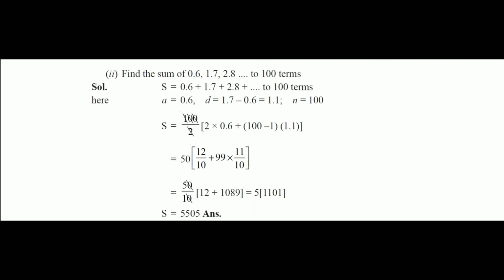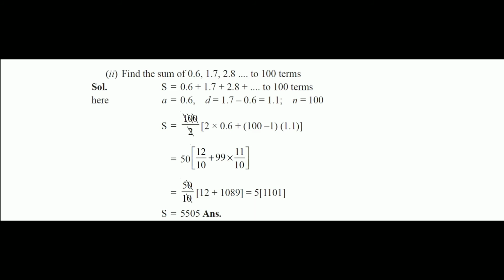But what we see here is that the terms are in AP because they have a common jump. Every term is increasing from the previous one by 1.1, and for APs we have a ready-made formula of Sn. So with the help of that formula we will find the sum of these 100 terms. So let us see the solution. Sum S is equal to 0.6 plus 1.7 plus 2.8 plus so on up to 100 terms. We are adding all these terms and writing them as capital S.